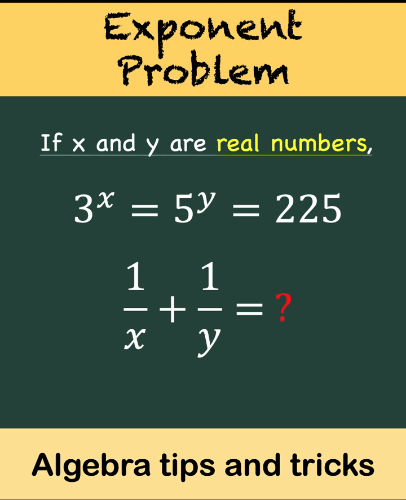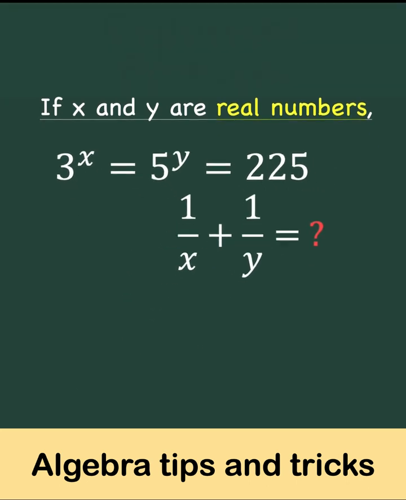If x and y are real numbers and 3 to the x is equal to 5 to the y equals 225, what is the value of 1 over x plus 1 over y? You can pause the video and see if you can solve this math problem. Now let's solve this problem together.